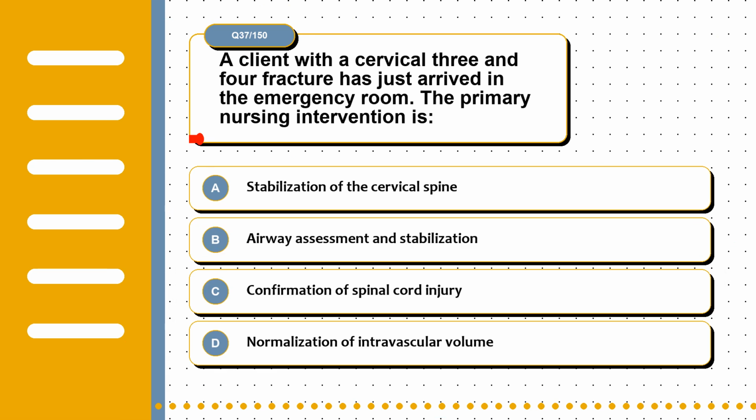Question 37. A client with a cervical 3 and 4 fracture has just arrived in the emergency room. The primary nursing intervention is. Here are the options. Option A. Stabilization of the cervical spine. Option B. Airway assessment and stabilization. Option C. Confirmation of spinal cord injury. Option D. Normalization of intravascular volume.